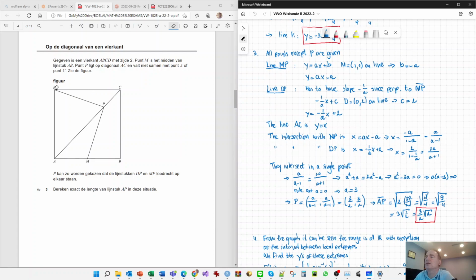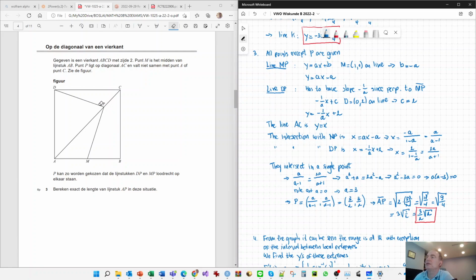And you can construct a line that is perpendicular, point P, for which the angle between line DP and MP is perpendicular, 90 degrees. And this point P is not equal to point A or C, so it's in between. And they have to be perpendicular to each other.